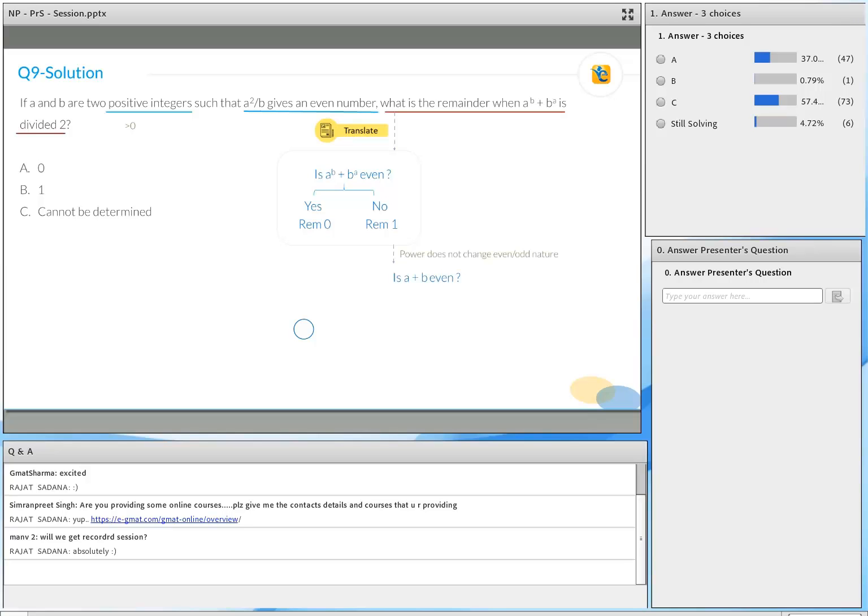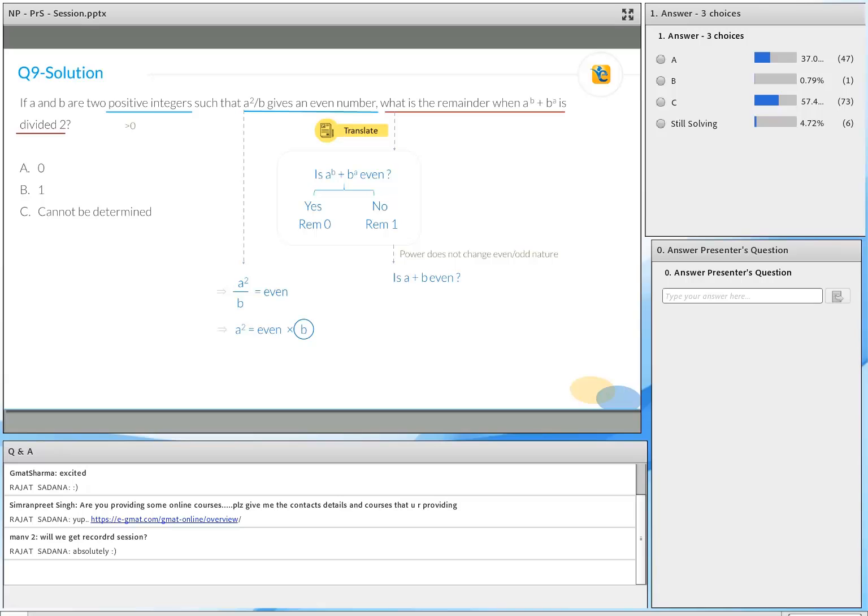Now, power does not change the even odd nature of a number, so what we really need to figure out is A plus B even, right? So that's what we need to find out. Now what's given to us? A squared divided by B is an even number, so you can simplify this further and say A squared is equal to even times B.